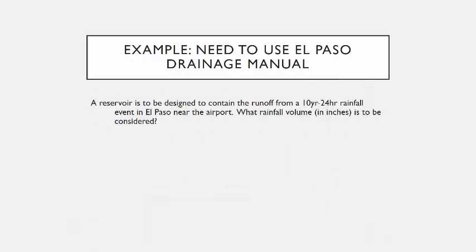So what I want you to do now is, if I'm asking you that a reservoir is going to be designed for a 10-year 24-hour rainfall event in El Paso near the airport, what rainfall volume in inches is to be considered? You can pause this video or not and find that rainfall volume from the El Paso Drainage Manual.